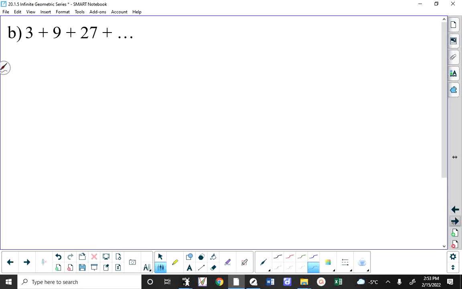There's no sum here. This is not convergent. This is divergent. And all you need to do is look at the common ratio. The common ratio is 3. It's outside of that domain of numbers from negative 1 to 1.